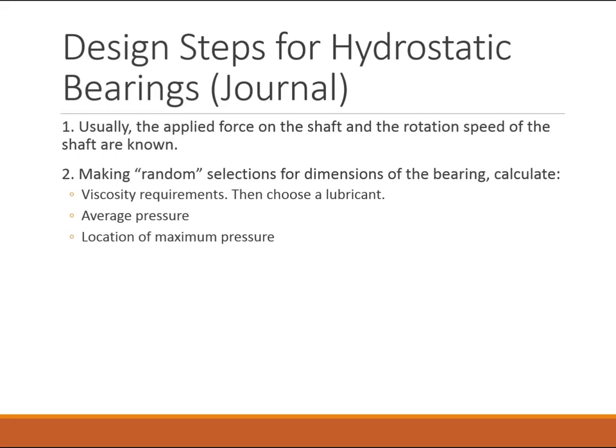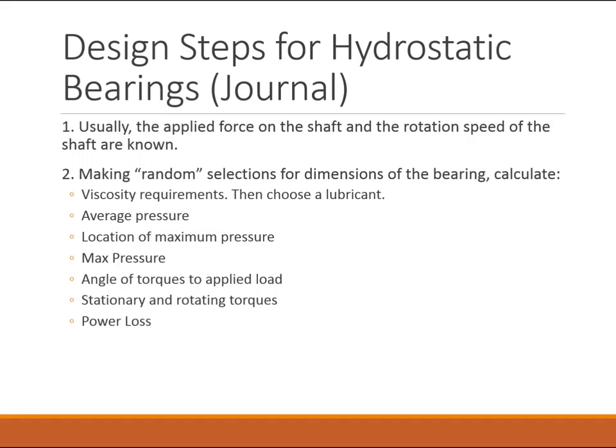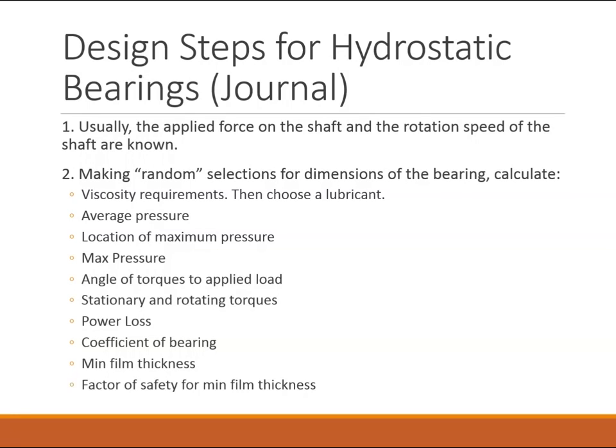So I'm going to start with making a random selection, and then I'm going to use that to calculate in order the viscosity requirements. That allows me to choose a lubricant. Then I'm going to find the average pressure. I'm going to find the location of the maximum pressure. Then I'll find the maximum pressure. Then I'll find the angle of torques to the applied load. Then I'll find stationary and rotating torques, calculate the power loss, and calculate the coefficient of the bearing.